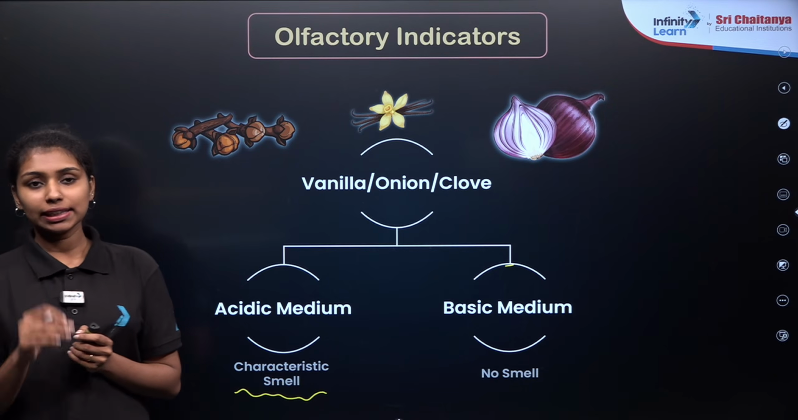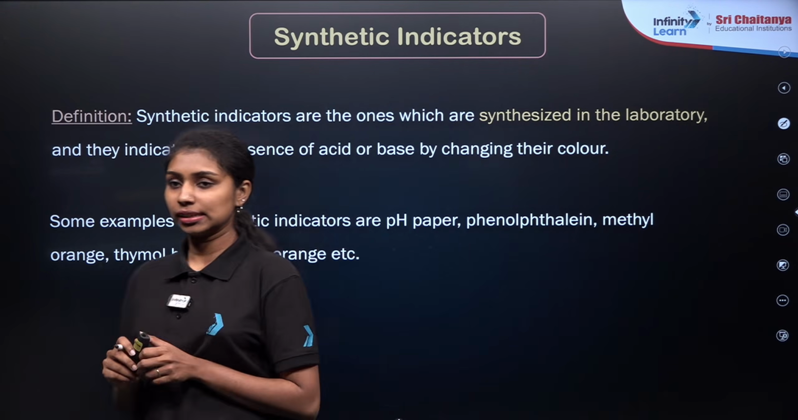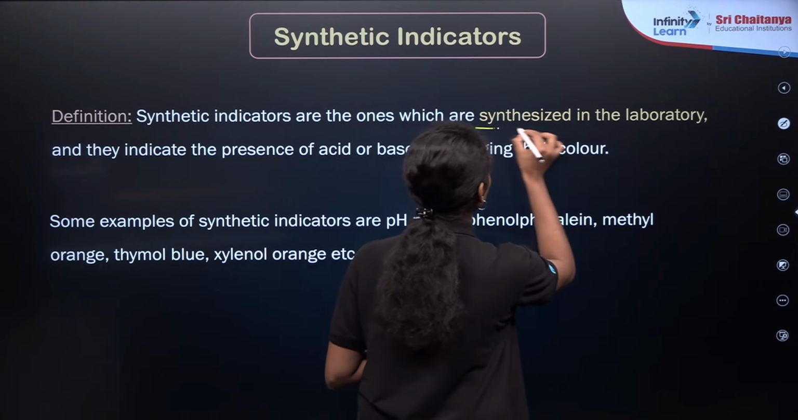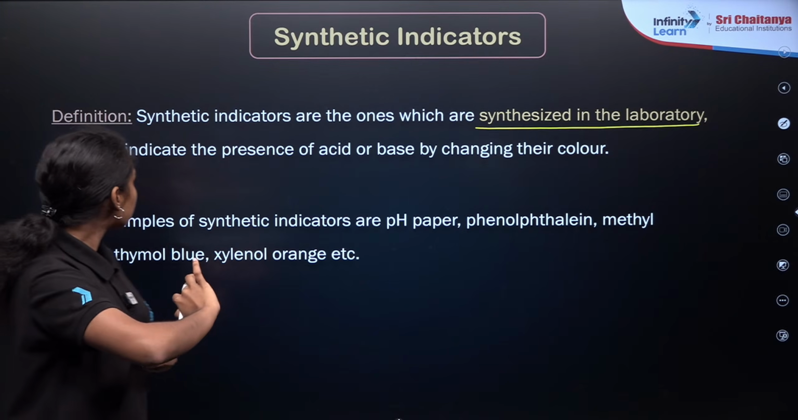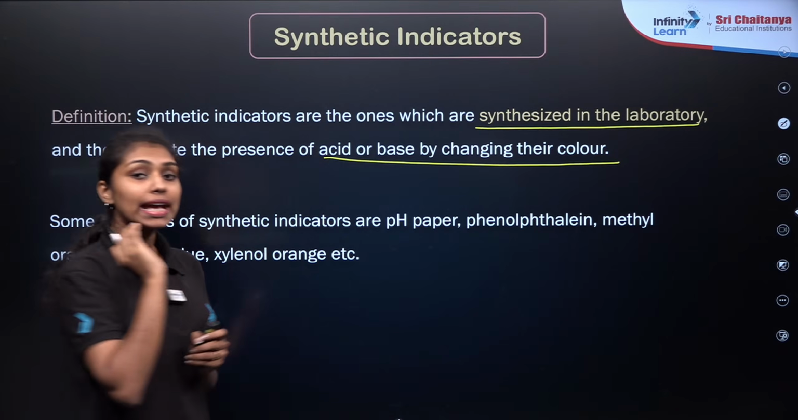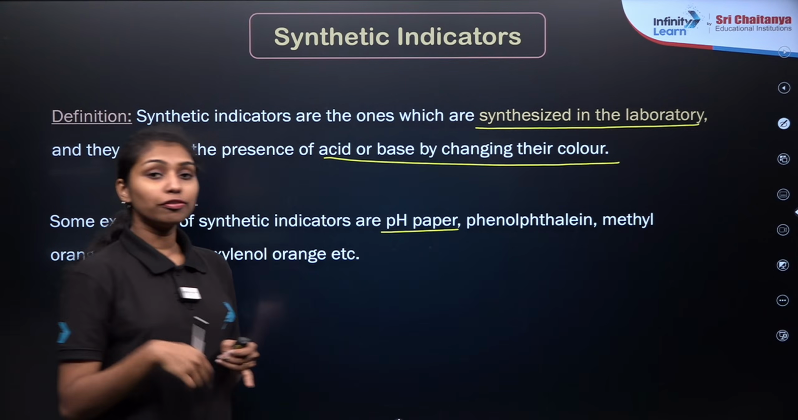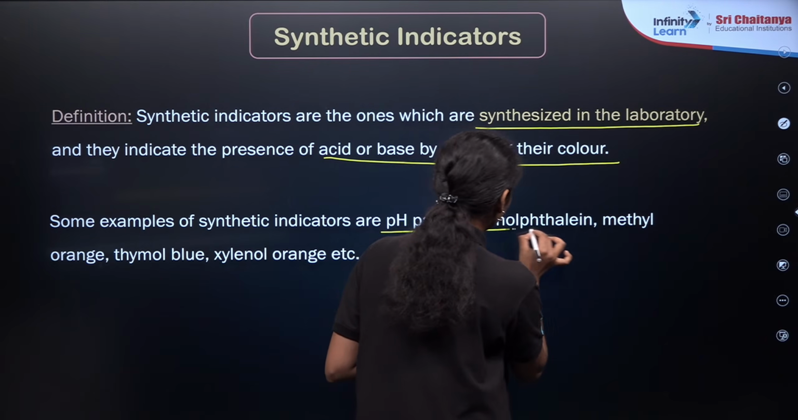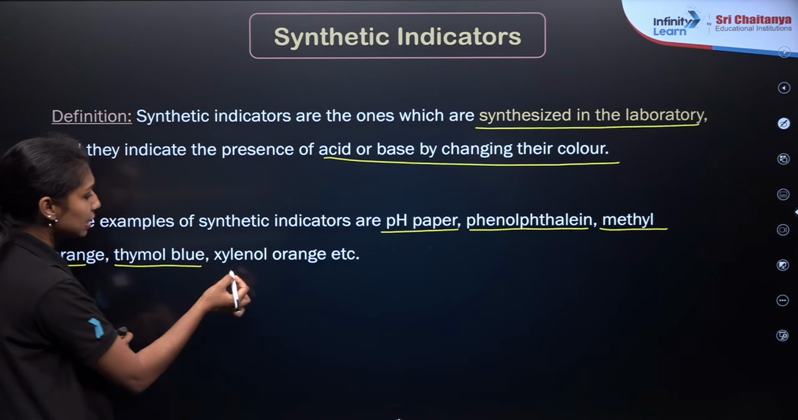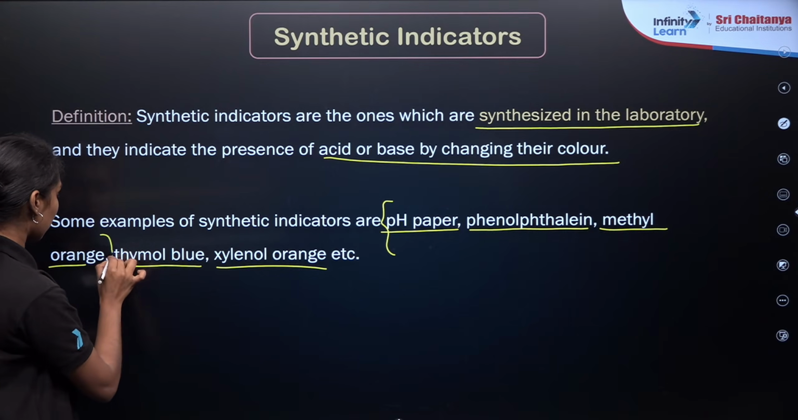In order to identify the neutral solution also, we use another type of indicator, the synthetic indicators. These are synthesized in the laboratory, right? This is not natural. We need to prepare them in the laboratory, and they indicate the presence of acid or base by changing their color. The most common examples we use in the laboratories are, first, pH paper, then phenolphthalein, then methyl orange. Thymol blue is also present, and xylenol orange is also present. So these are the important synthetic indicators we need to focus on here. Clear?